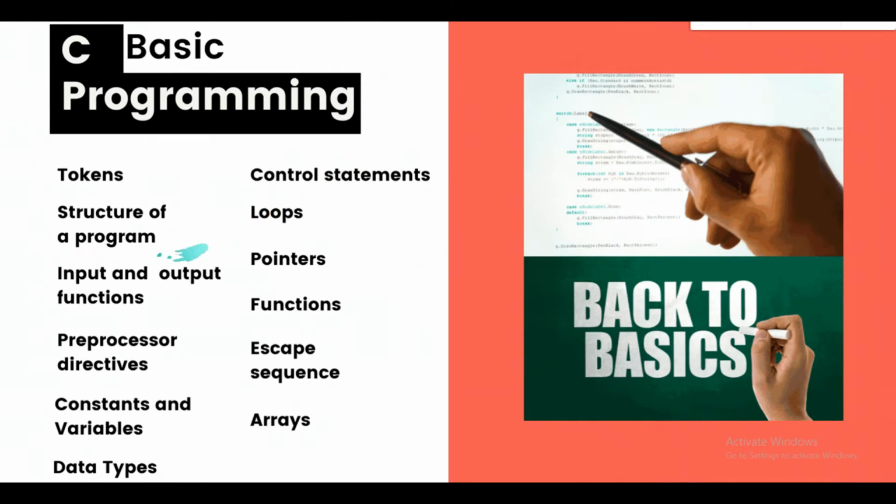As you can see on the slide, we shall begin with a brief introduction of C programming, where we will be learning about the history and importance of C programming. After that, we'll discuss tokens, structure of program, followed by input and output functions, preprocessor directive, constants and variables, data types, followed by control statements, loops, pointers, functions, escape sequences, and lastly, arrays.